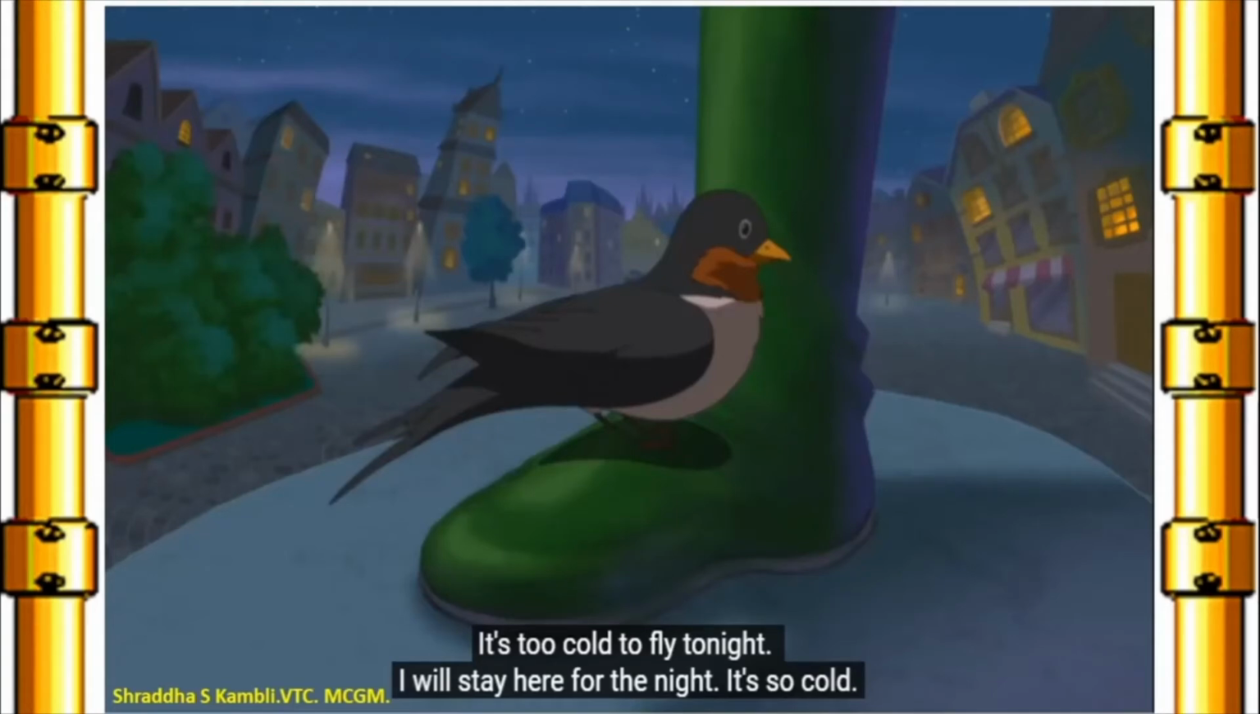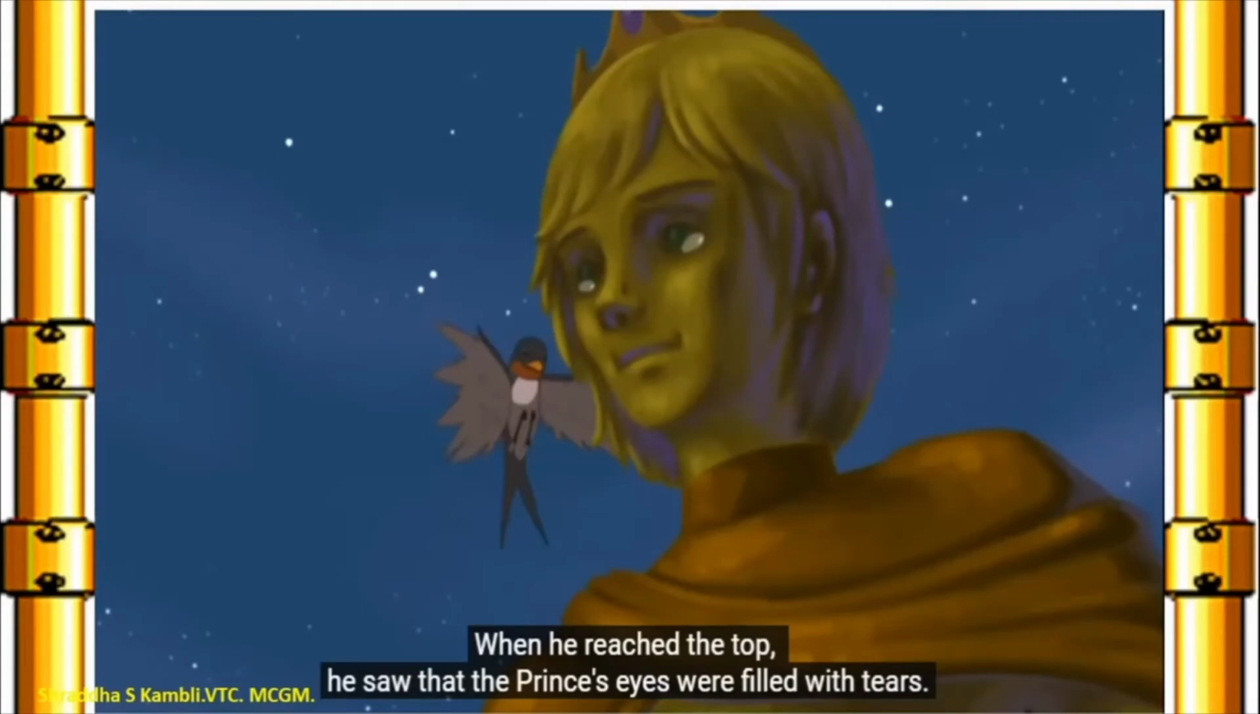The swallow started looking around to see whether it was raining. But it was not raining anywhere. Just these drops of water were falling on him. He flew up and tried to see where the water was coming from. And when he reached the top, he saw that the prince's eye was filled with tears. Can you see the swallow close to the prince's face, and the prince's eye is filled with tears? That means he is not happy. But the name is the Happy Prince.